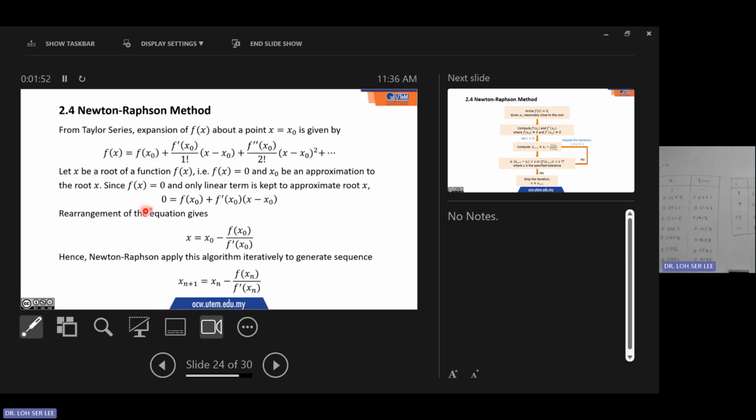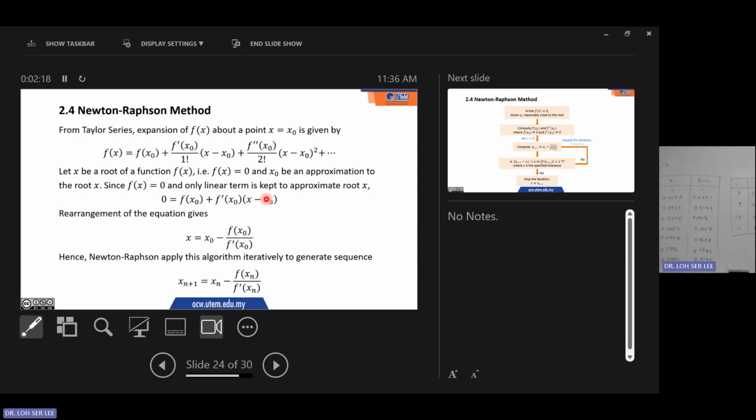Now we rearrange this equation because we want this x. So this one moves to the left, then this one is divided. That means you have this negative f over f prime. Right? Can you see that? Yeah.